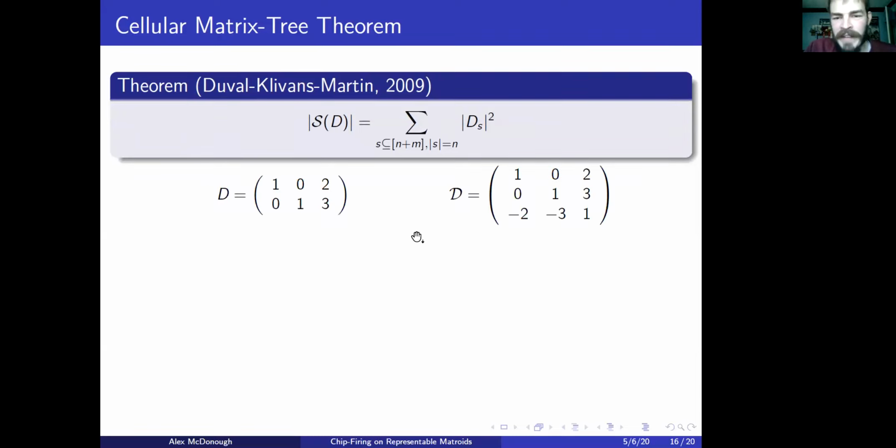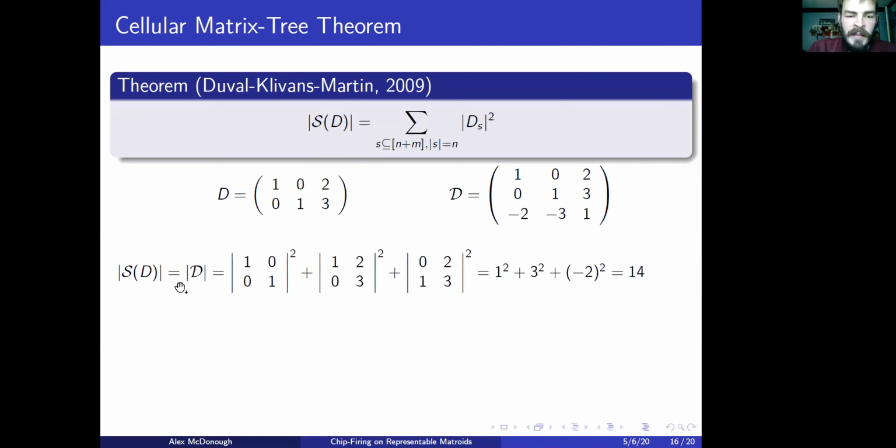So let's give an example now. We start with D. If it looks like this, that means that fancy D is going to have to look like this. And then if we want to find the size of the sandpile group of D, that's going to be equal to the determinant of this fancy D, which you could solve, but we can also find it this way.